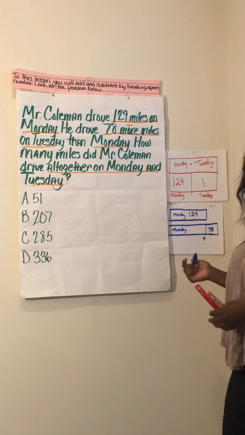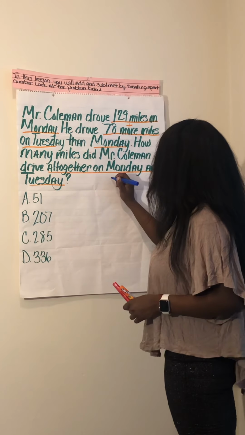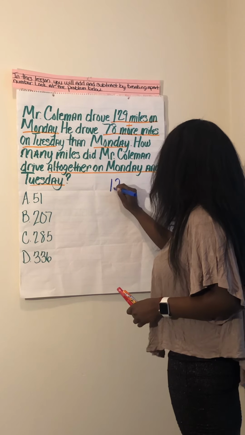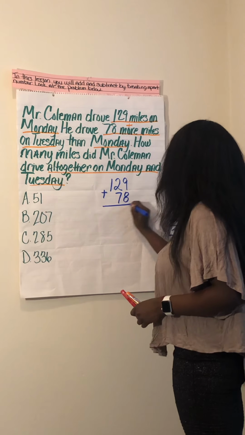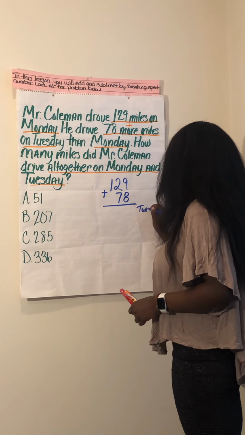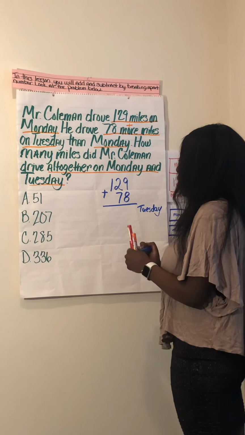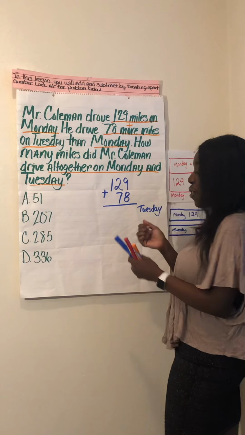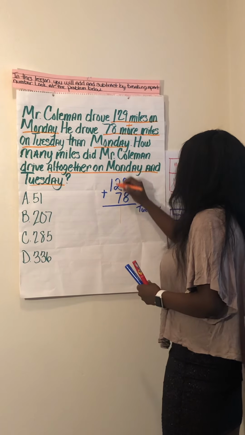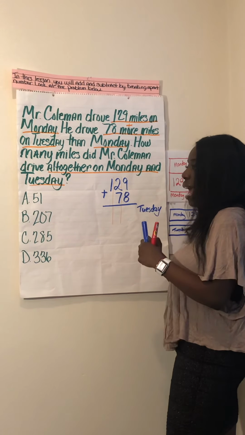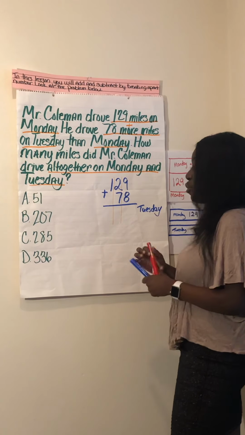So on our chart paper, I need to solve for Tuesday. So I'm going to go here. I'm going to write 129 plus 78. And this should equal how many he drove on Tuesday. Now, we have to pick a strategy, but my strategy is just to add it in vertical. What I'm going to do to make sure that I'm adding my units correctly is use my lines to make sure that the units are being added directly underneath the amount they're supposed to be in.